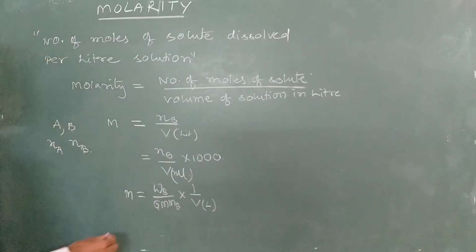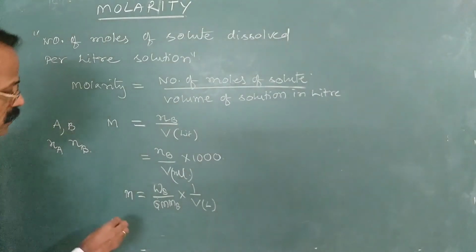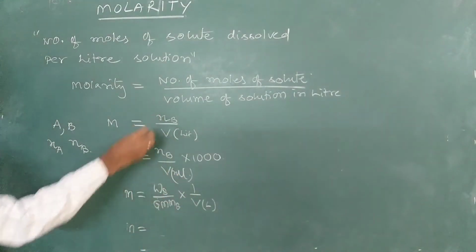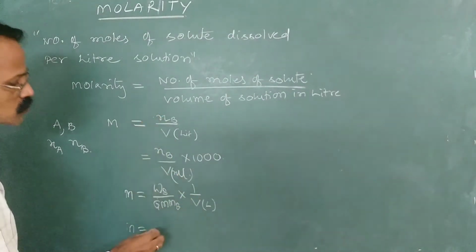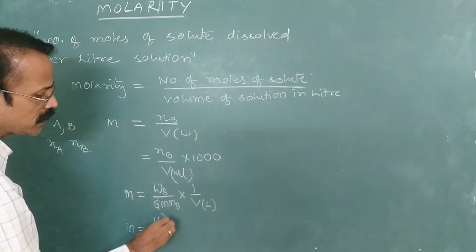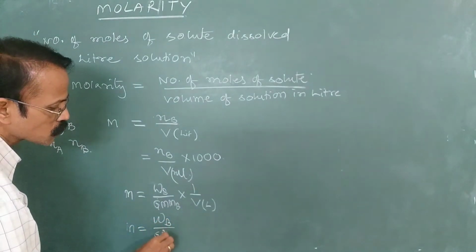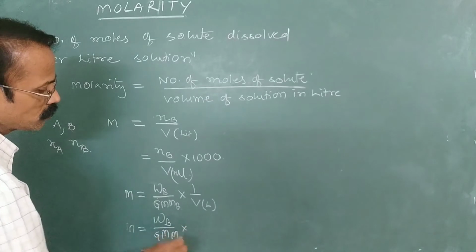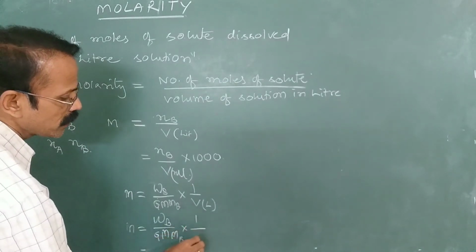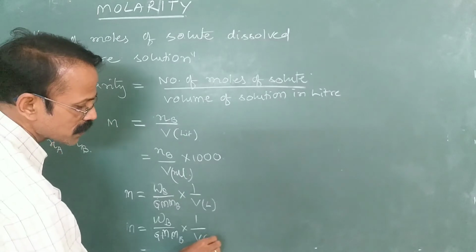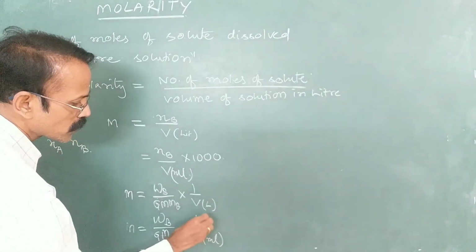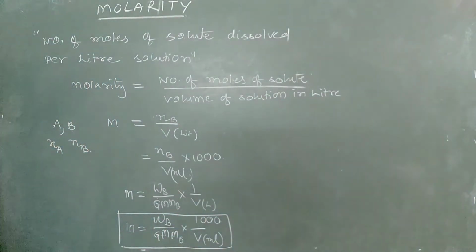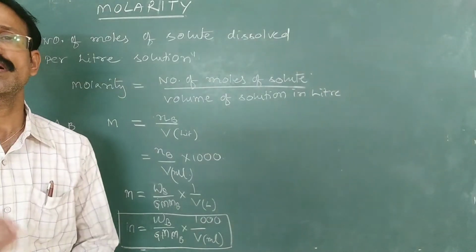So if the mass of solute is given in grams and the volume of the solution is also given in milliliters, in that case the number of moles of solute will be mass by gram molar mass of solute, multiplied by 1 by the volume of the solution in liters. Suppose it is given in milliliters, you have to divide by 1000. Now the formula becomes this. So this is the most often used formula for calculating molarity.